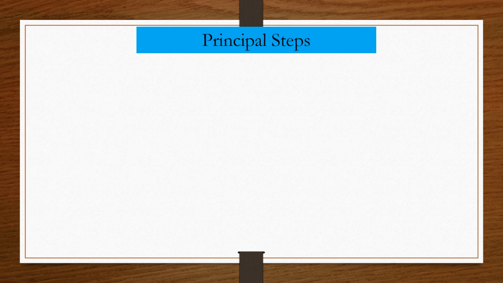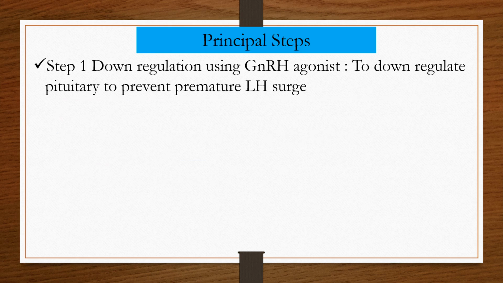Now what are the steps? Step number 1 is we have to down regulate the premature LH surge. We have to down regulate the pituitary by using GnRH agonist. Why are we going to down regulate the pituitary? To prevent the premature LH surge. We want to have a controlled LH surge and ovulation and everything. That's why at first there will be down regulation of the pituitary.